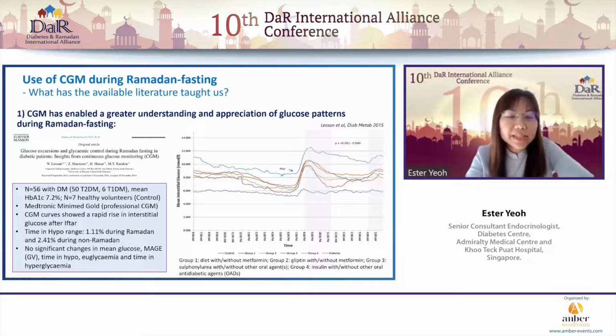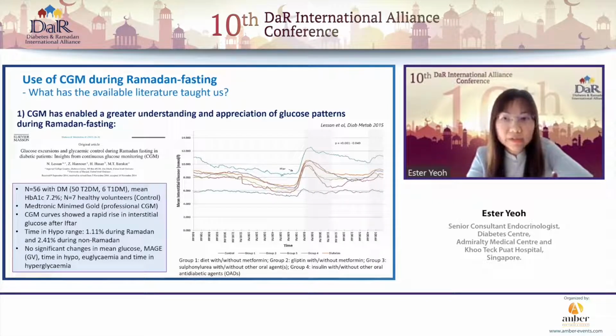Now, I think that CGM has enabled a greater understanding and appreciation of glucose patterns during Ramadan fasting. In this paper by Lasan et al., on glucose excursions and glycemic control during Ramadan fasting in diabetic patients, 56 patients were looked at, 50 with type 2 diabetes and 6 with type 1 diabetes, mean HbA1c 7.2%, with 7 healthy volunteers.